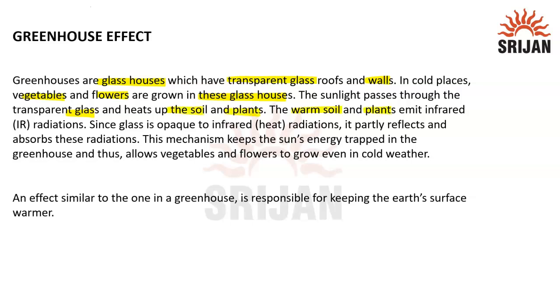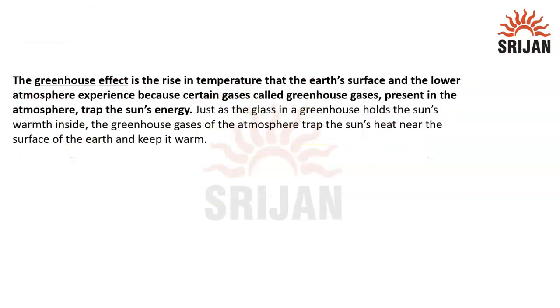This warm soil and plants emit infrared radiations, which are also known as IR rays. Since glass is opaque to infrared or heat radiations, it partly reflects and absorbs these radiations. So some of the infrared radiations are absorbed by this glass and some are reflected by it. This mechanism keeps the sun's energy trapped in the greenhouse and thus allows vegetables and flowers to grow even in cold weather. An effect similar to the one in a greenhouse is responsible for keeping the earth's surface warmer.